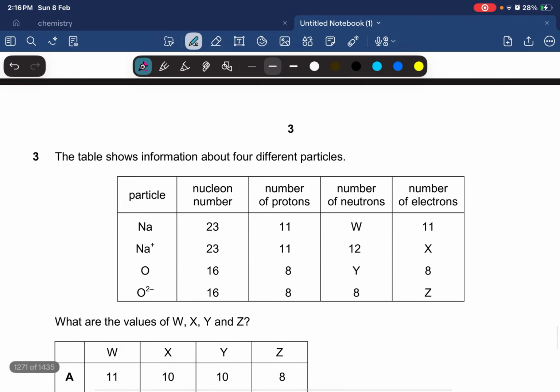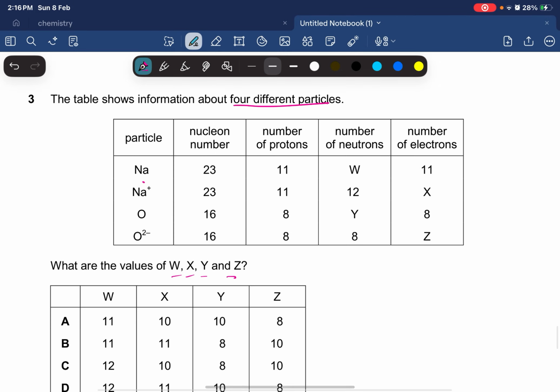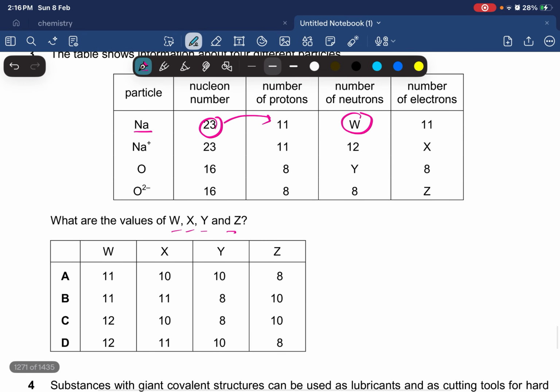The table shows information about 4 particles. What are the values of W, X, Y, and Z? Okay, sodium, W, number of neutrons in sodium. What do we do? 23 minus 11, right? The nucleon number minus the proton number gives you the number of neutrons, which I think is going to be 12. Okay, then for X, what is X?